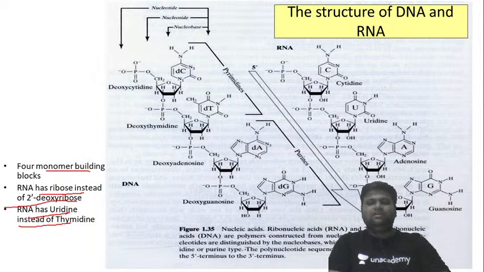The nucleotides are distinguished by the nucleobases, which can either be pyrimidines or purine types. The polynucleotide sequence is a chain that extends from 5' to the 3' terminus. So this is the case of pyrimidines, and this is the case of purines, and this is known as a nucleobase. Together it's known as the nucleoside, and if the phosphate group is included, it's known as a nucleotide.